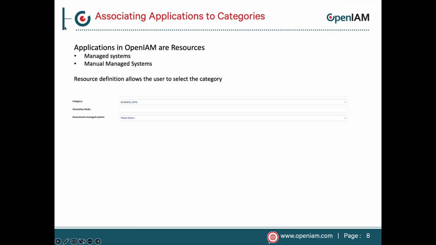The next step in our journey is to associate an application to a category. As discussed in a previous section, applications that are involved in user provisioning are represented as either managed systems or manual managed systems. Each of these is a type of resource. Since application onboarding was covered in an earlier section, we will assume that you have already created a resource.